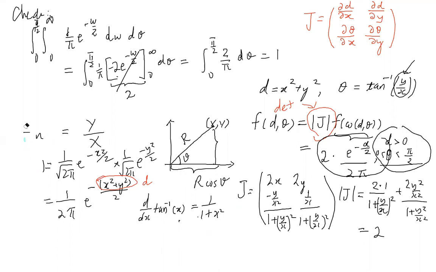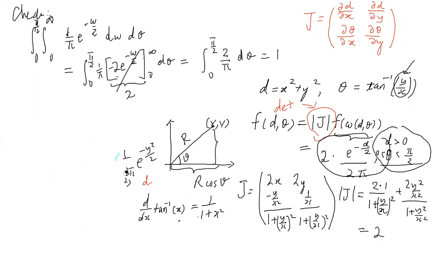Sir, for the integral, how do we choose the bounds? Sorry? For the double integral, how do we choose the bounds? Just because we have the first quadrant, like from 0 to pi? Yes, that's a good question. The bound for your theta in this case, for this to be a density, is running from 0 to pi over 2.